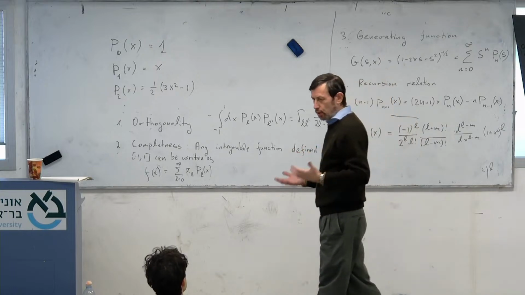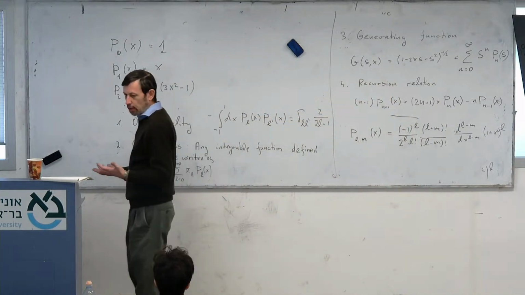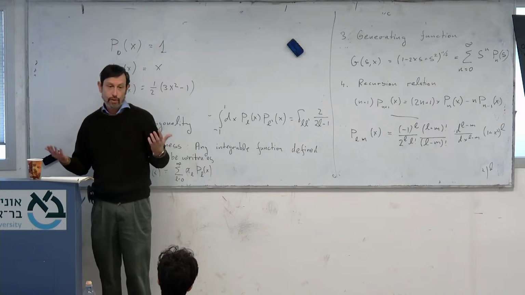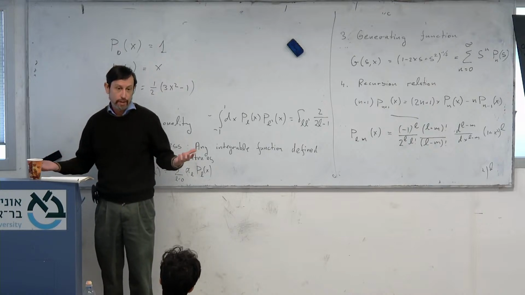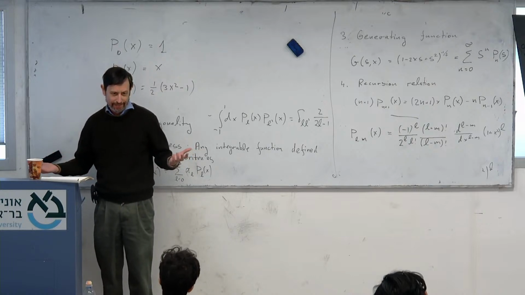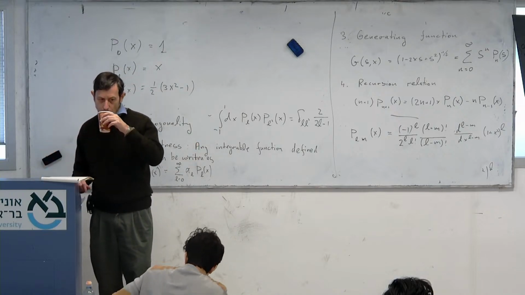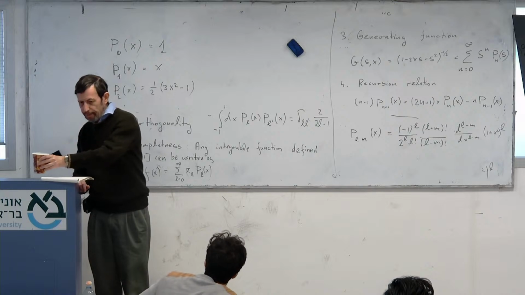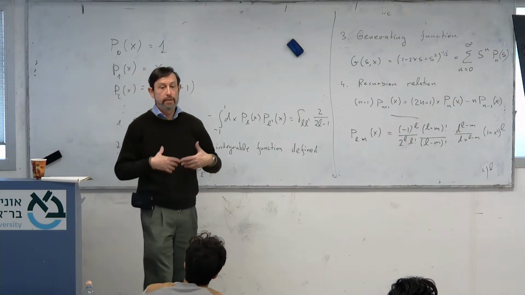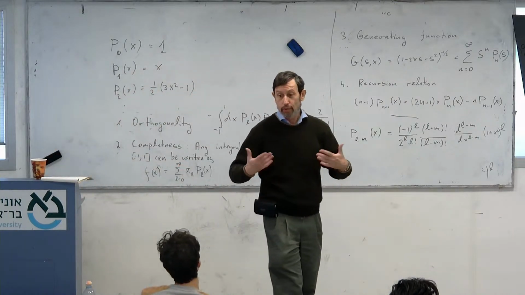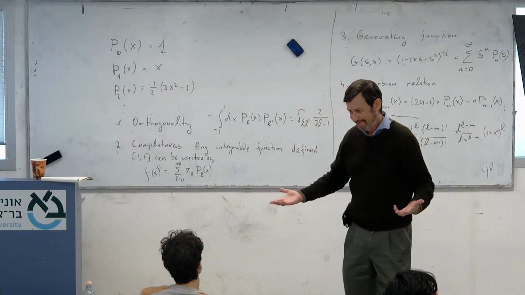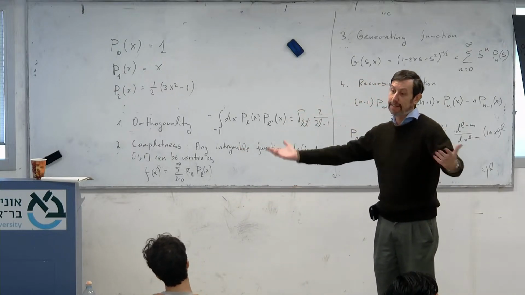Always, if I want to show that something is conserved, I show that it commutes with the Hamiltonian. Because what does it tell me? It tells me that there's no development in time. No development in time means that it's conserved.